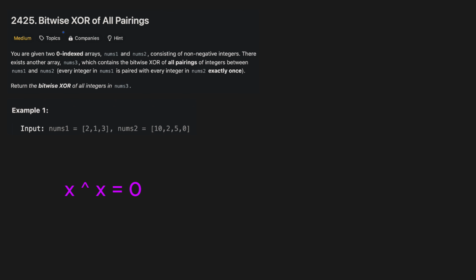For example, let's take a generic number a that appears 2 times. So a XOR a will be equal to 0. But now let's take the number b which appears 3 times. Then b XOR b XOR b will be equal to b, because we can cancel out 2 of the b's and only one b will remain.